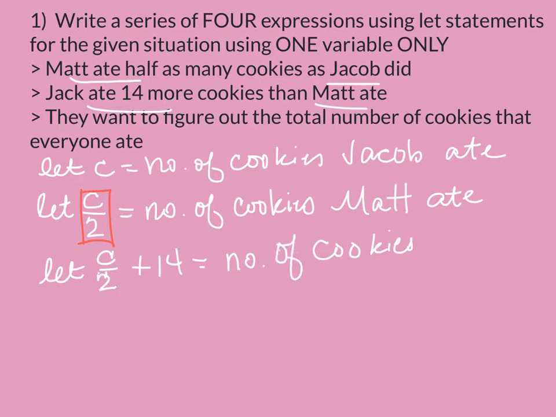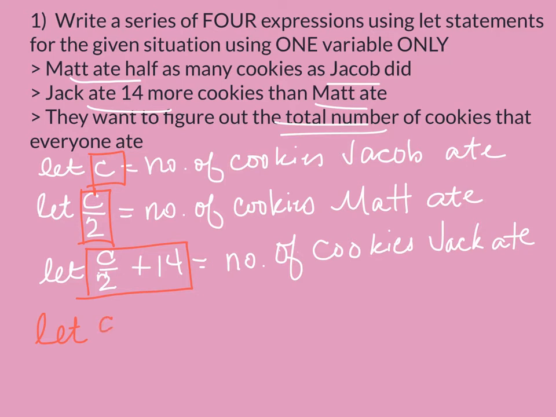Here we go. I can fix that, make it look better. So this is the number of cookies that Jack ate. Okay, and per usual, we're looking for the total. How do we find a total? We add everything up. So I've got myself 3 expressions here for each boy's number of cookies that he ate. So let's add those all together. So I'm going to have let C plus C divided by 2 plus C divided by 2 plus 14 equal the total number of cookies.